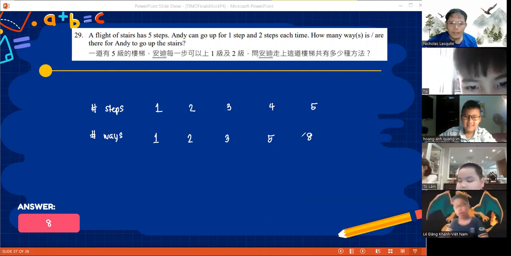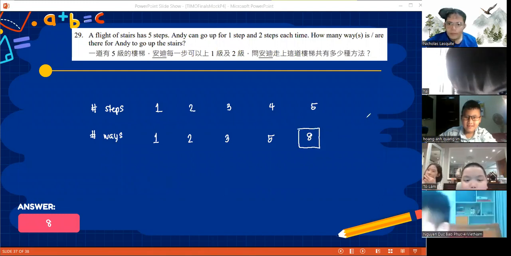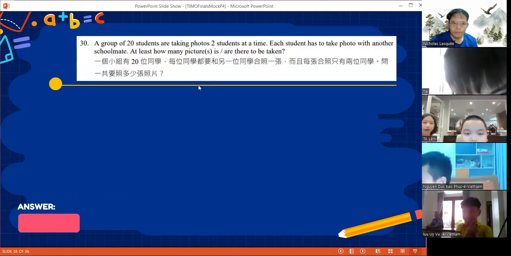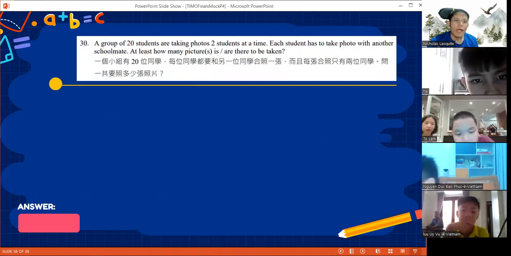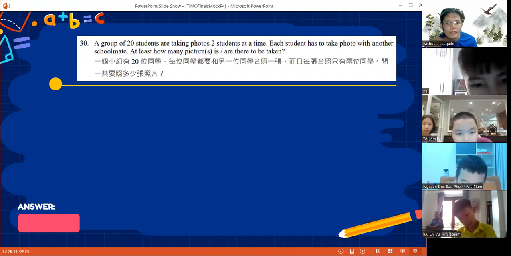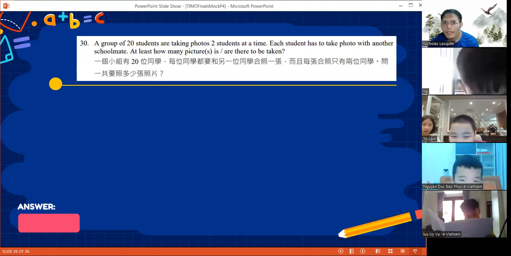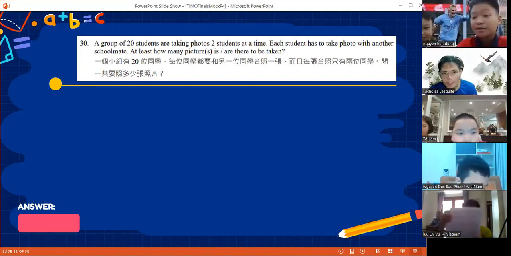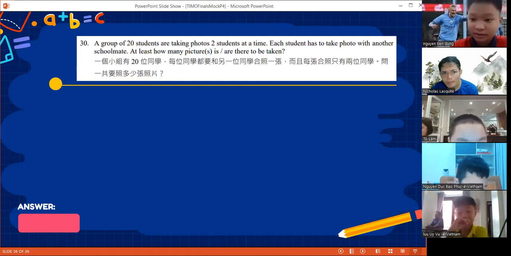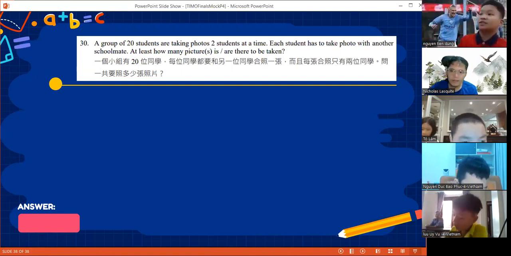Okay, so the answer here is 8. This is very easy. So let's go with our last question. Okay, this one. A group of 20 students are taking photos 2 students at a time. So meaning you're going to pair each, right? Out of 20 students, you're going to pair each. So each student has to take a photo with another schoolmate. At least how many pictures are there to be taken?